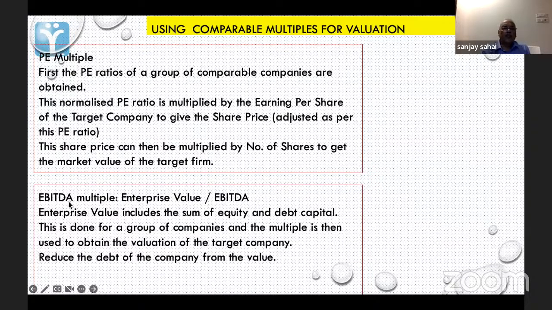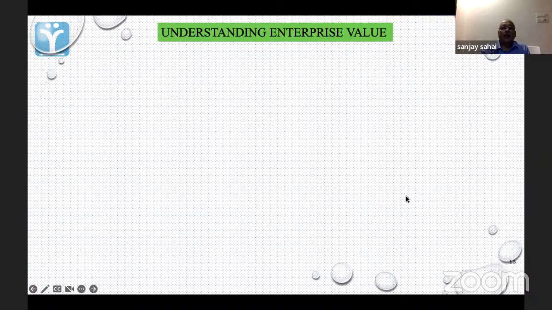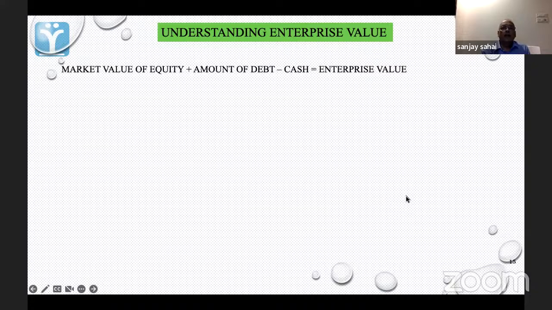The EBITDA multiple I've just explained to you, it includes the sum of equity and debt capital. And we mentioned that it has to be a comparable group of companies. Now, what is the actual formula for enterprise value? Market value of equity plus amount of debt minus cash is equal to enterprise value. Now, what is the logic here? The logic is like this.